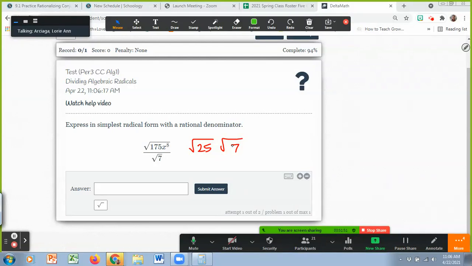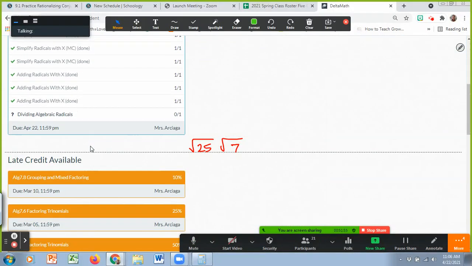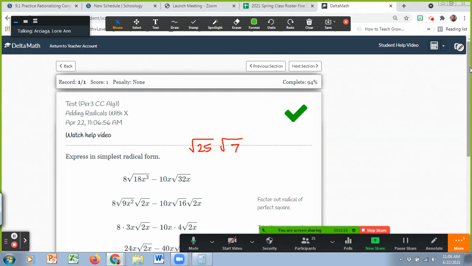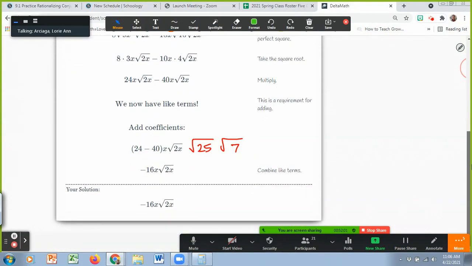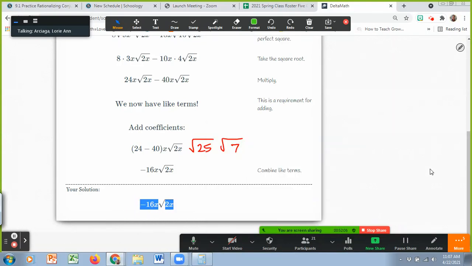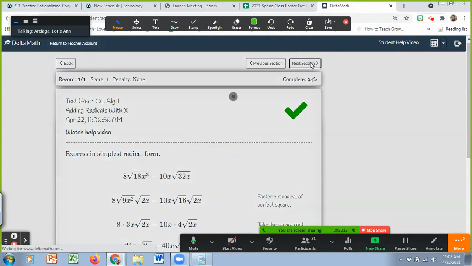Oh, what was the answer to the previous one? I don't know, honey. I don't memorize that. I'm gonna go back so we can see. This one. Negative 16x radical 2x. You got it? Yep. Okay. Moving on to the last one.